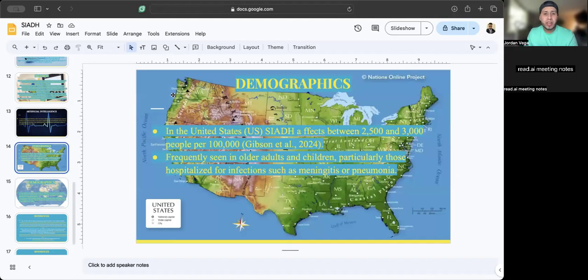As for the demographics associated with people who have SIADH in the US, there weren't any actual demographics that are more affected than any other. But research that I found stated that 2,500 to 3,000 people per every 100,000 people are affected by SIADH every year. And it is frequently seen in older adults and children, particularly those who have infections such as meningitis or pneumonia.